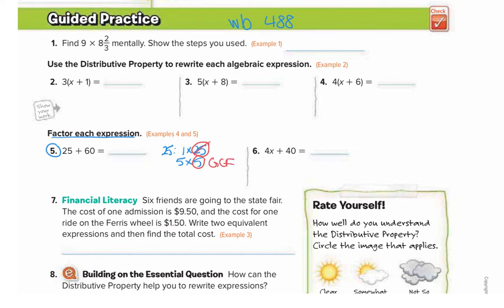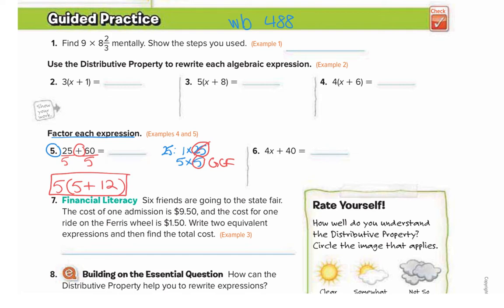So we're going to put the greatest common factor outside a set of parentheses, and we're going to divide out the greatest common factor from the first term and the second term. So 25 divided by 5, that's 5, plus 60 divided by 5, which is 12. So we would leave our answer like this, 5 times 5 plus 12.